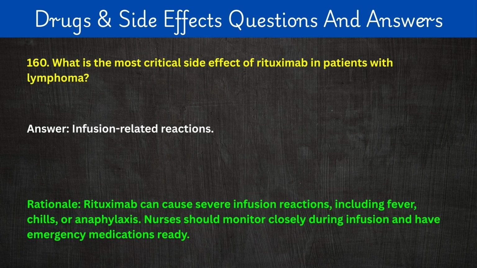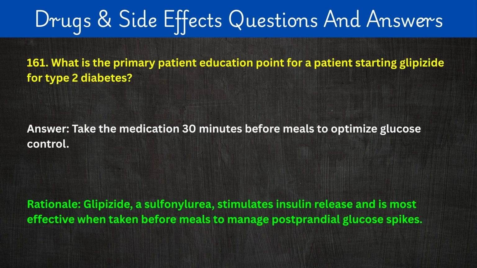160. What is the most critical side effect of rituximab in patients with lymphoma? Answer: infusion-related reactions. Rationale: rituximab can cause severe infusion reactions, including fever, chills, or anaphylaxis. Nurses should monitor closely during infusion and have emergency medications ready.